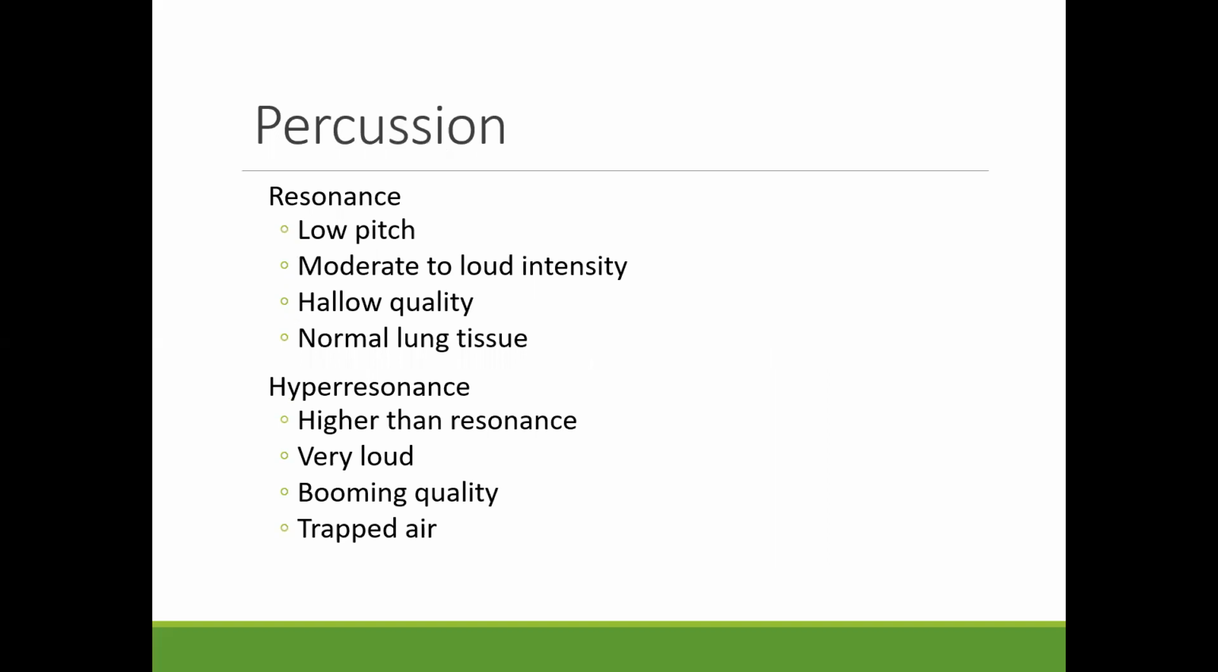Resonance is low pitch. This is like normal lung tissue. Hyperresonance is higher than resonance. It's very loud. This is trapped air. If you're trying to determine if they have trapped air versus normal air, we don't have air in our abdomen. We don't have air in our lung cavity. It's inside the lung. So some of those sounds, if you're doing percussion, you would hear. You're not going to do percussion over a bone. You want to make sure that you're over a tissue.